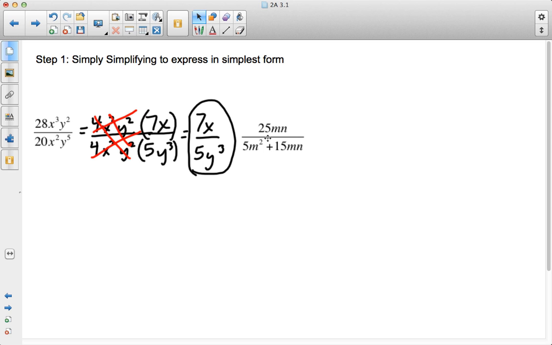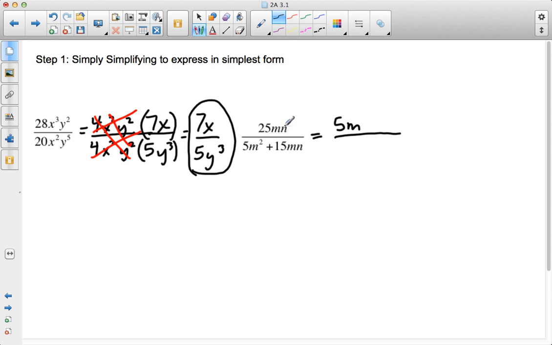25mn over 5m squared plus 15mn. In this case, what I want to do is take a look at the greatest common factor for all three terms. So 25mn, 5m squared, 15mn. And what I see is that all three are divisible by 5 and by m. Not n, because these two have n, but this one does not. So my greatest common factor is going to be 5m.